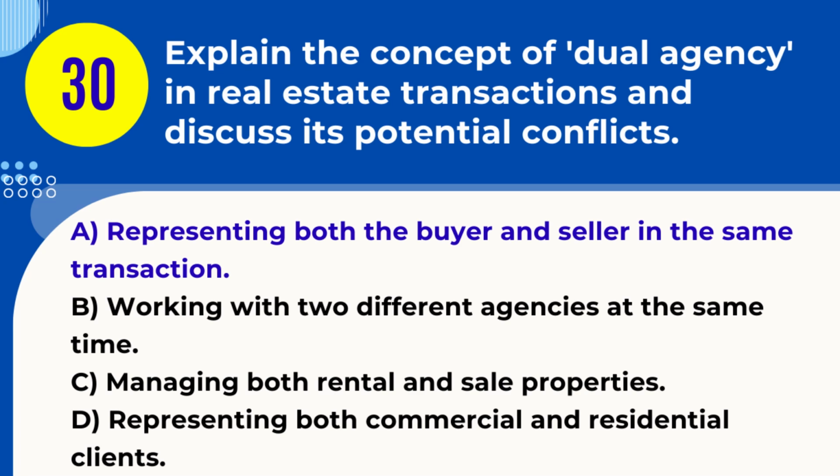Answer. A. Representing both the buyer and seller in the same transaction. Explanation. Dual agency occurs when a real estate agent represents both parties in a transaction, which can lead to conflicts of interest and a lack of impartiality.